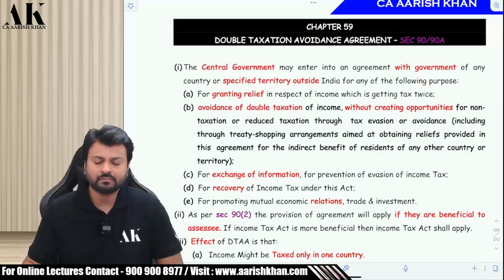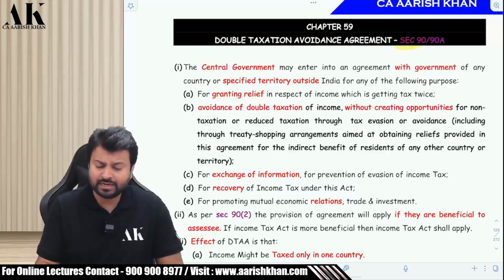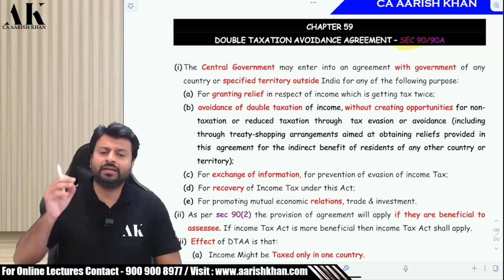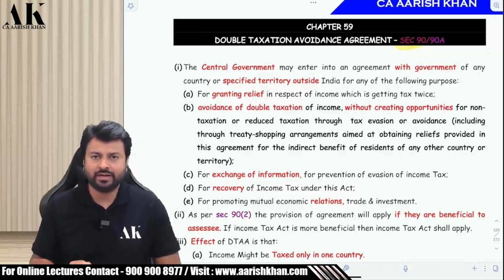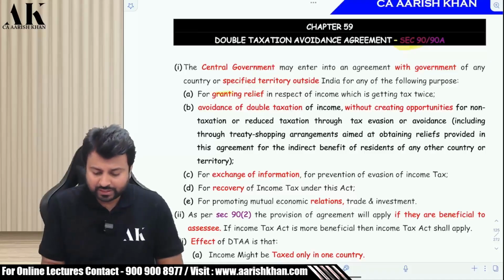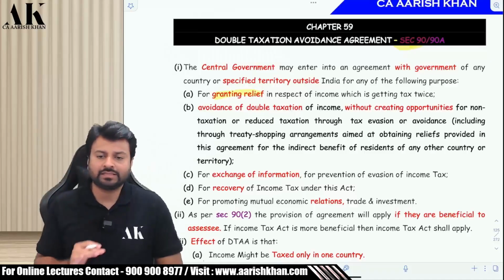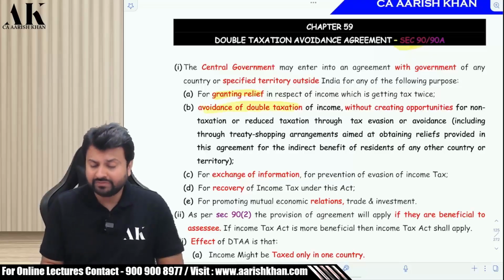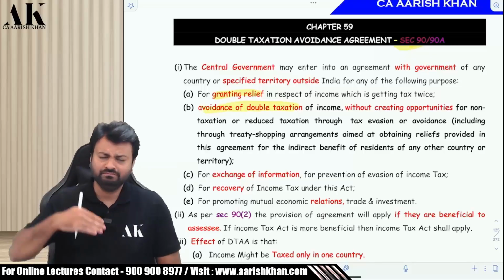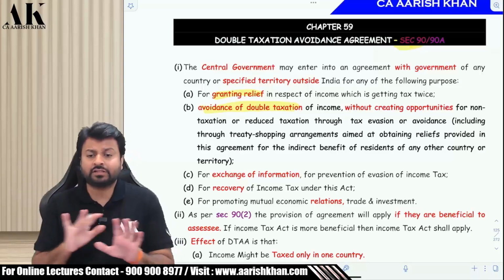Now, let's talk about first of all the bilateral relief, section 90. Why is a DTAA entered into by the government of India with the government of a foreign country and specified territory? There are multiple reasons. First, for granting relief with respect to double tax. If there is double tax, the government will grant you relief. Second, they will enter into DTAA with foreign country for avoidance of double tax.